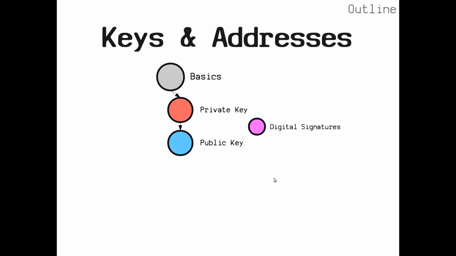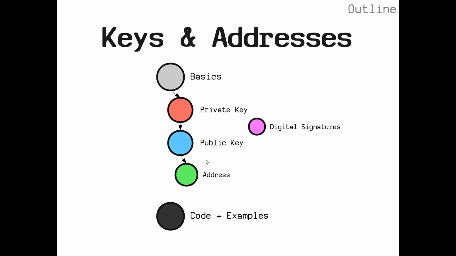And from there, you have what's called digital signatures. And these are used to prove that you own a public key. So it's for signing transactions. So I'll explain how those work. And then after that, I'll cover how addresses work. Addresses are basically just a more user-friendly version of a public key. So I'll explain how they work and how they all connect together.